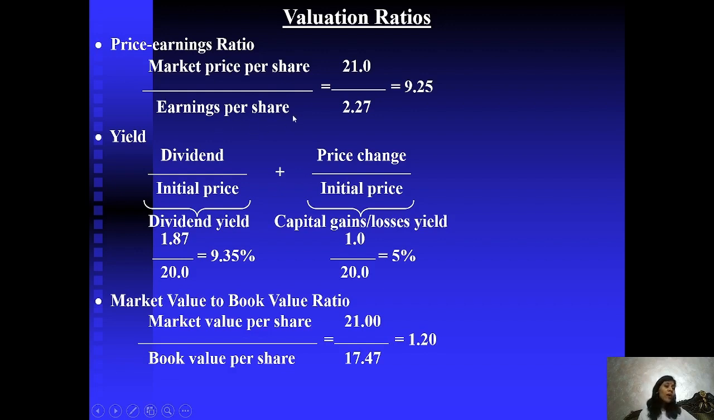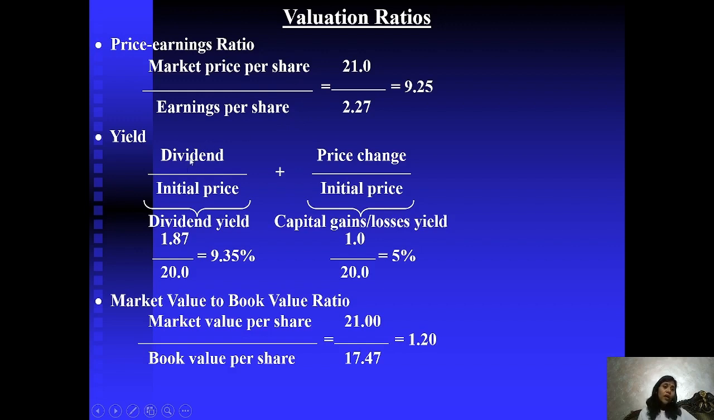Earning per share, how to calculate? Based on the income statement, which I showed on the previous slide, EPS is whatever earning is available to equity shareholders divided by the number of equity shares. And MPS is the market price per share.